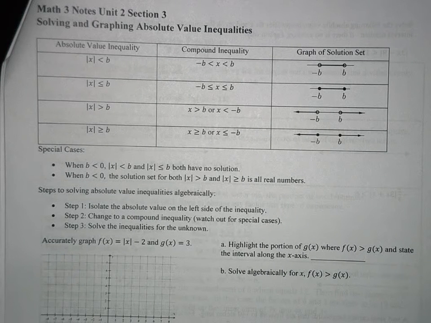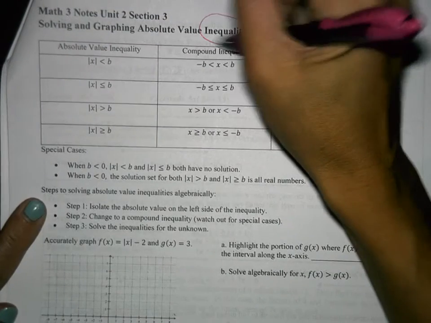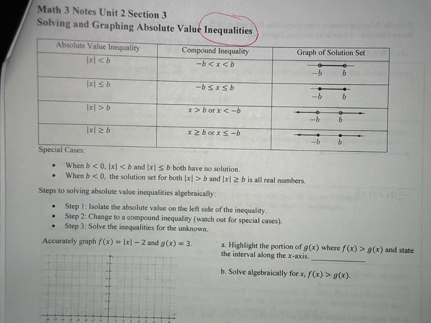Math 3, Unit 2, Section 3. Today we're talking about solving and graphing absolute value inequalities. So similar to yesterday, but today it's now inequalities and not just an equal sign. Okay, so inequalities mean there's going to be some shading going on. We want to see where overlapping is happening.